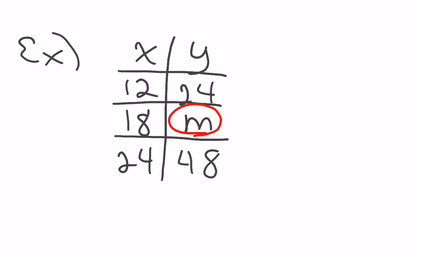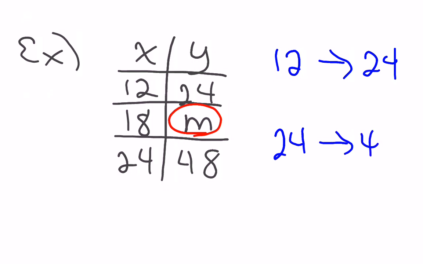Because it's direct variation, we're looking for that value that is constant between all of them. So if I'm looking at 12 and I get 24, so remember x is input, y is output. So it's 12 and I get 24. And the other clue we have is we have 24, and that gets us to 48. So we have to figure out how do we get from one to another. Now remember, direct variation is y equals kx. So we're multiplying it by something to get to that number.